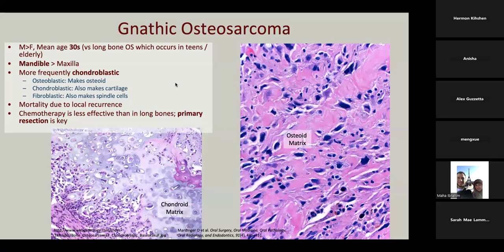Osteosarcomas of the gnathic bones, i.e. the chewing bones, the jaw bones, mandible over maxilla, generally have a mean age in the 30s. Mostly it's morphologically chondroblastic, meaning it produces a lot of cartilaginous matrix, but you must see somewhere some kind of osteoid matrix in order to call it osteosarcoma, but mostly you're going to see cartilage. These undergo resection as primary therapy because chemotherapy is not as effective compared to the osteosarcomas of the long bones that we'll see in the board's review for bone and soft tissue in a couple of weeks.